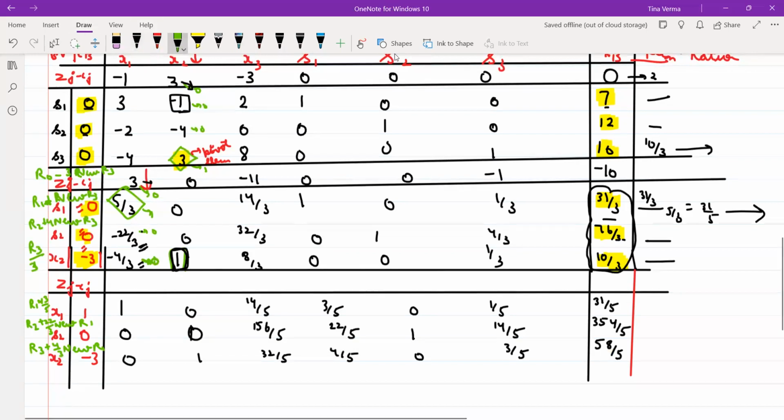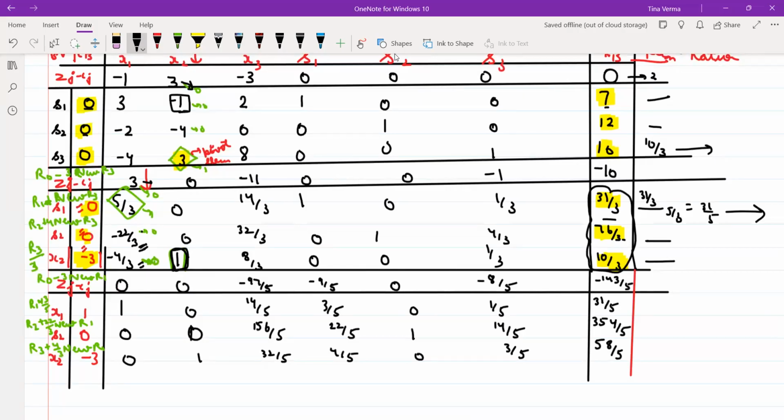So I'll apply the operation on R0. R0 will be R0 minus 3 times my new R1, right? So that will become your 0. And here it is 0, minus 97/5, minus 9/5, 0, 8, minus 8/5, and it is your minus 143/5.